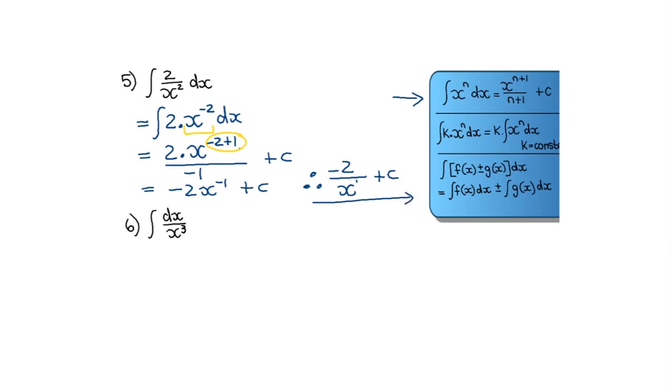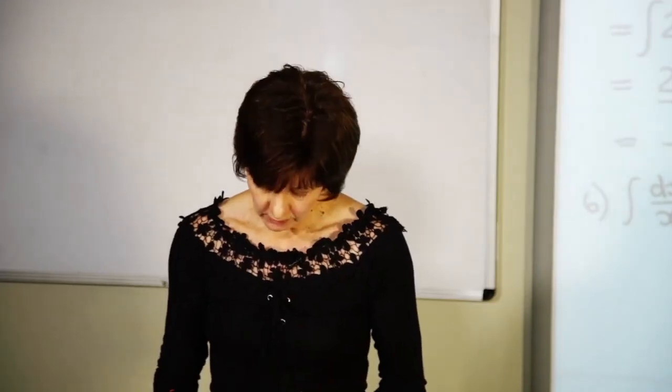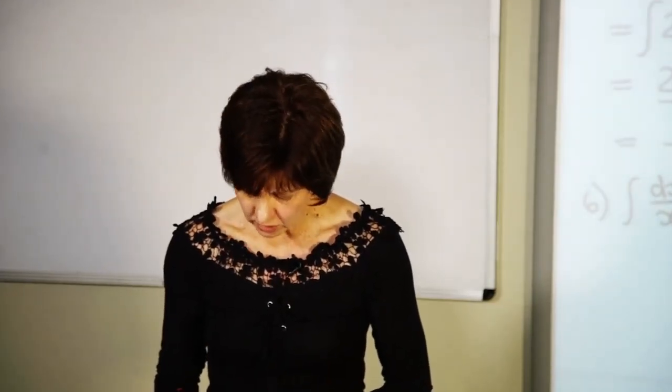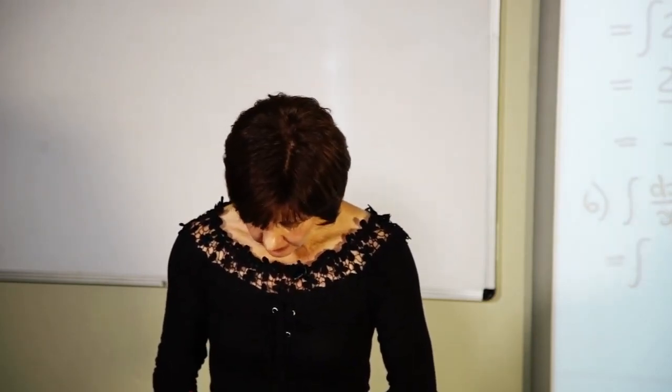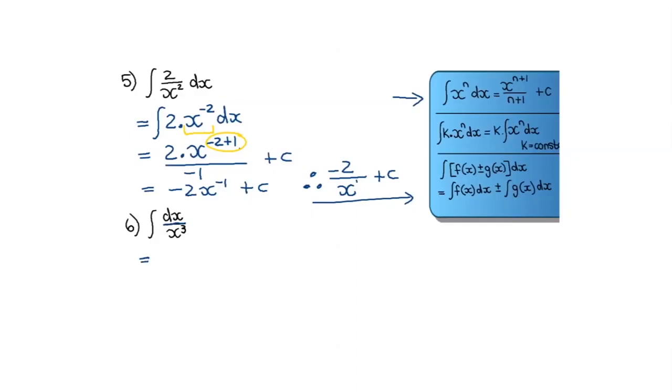In number 6, it's just actually about a notation. Don't think here the dx is really divided by the x cubed. It's just a notation to say I have an x cubed in the denominator, and there is actually just a 1 on top. So I have to integrate this. Same as what we have just done.